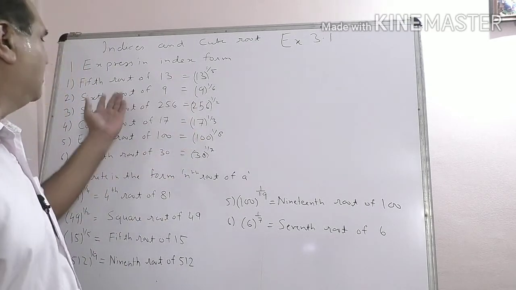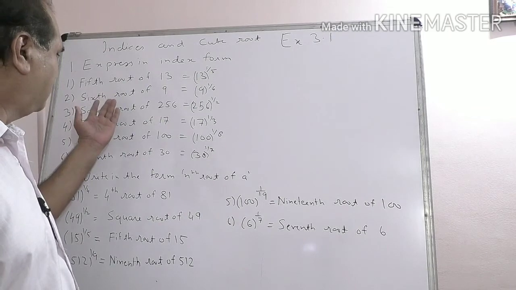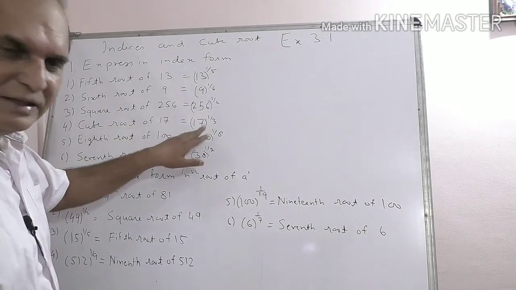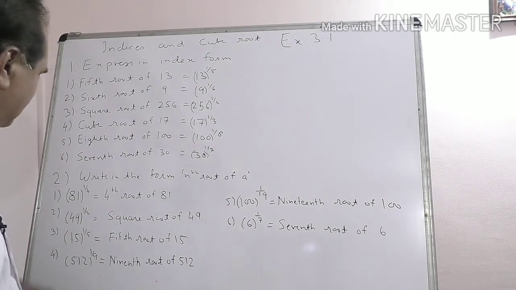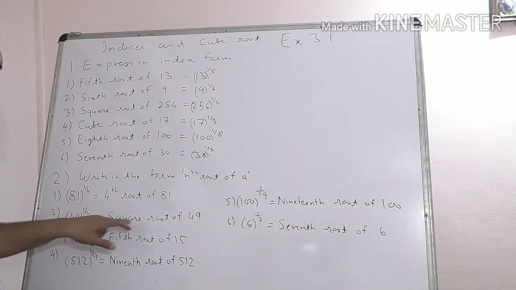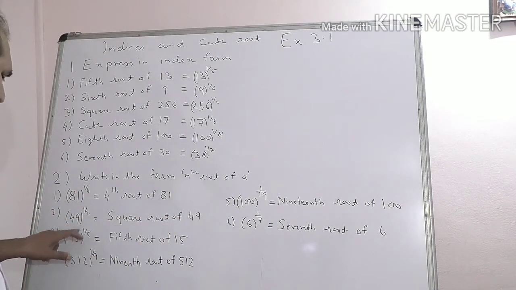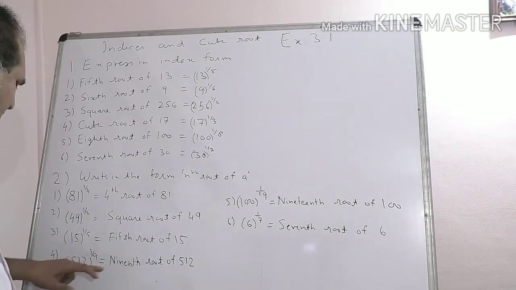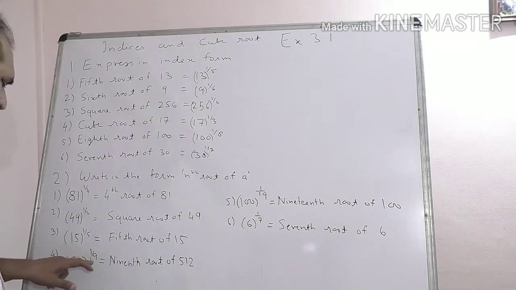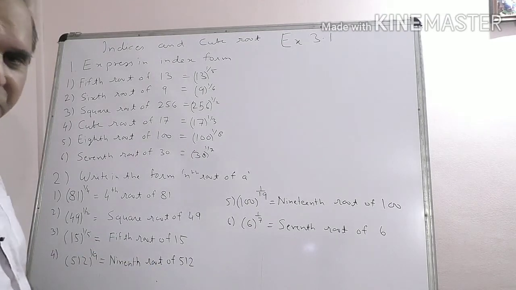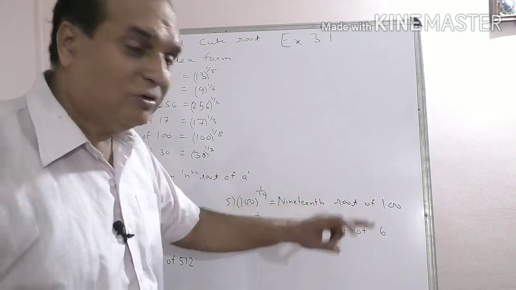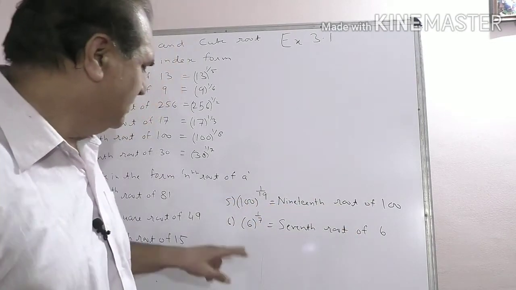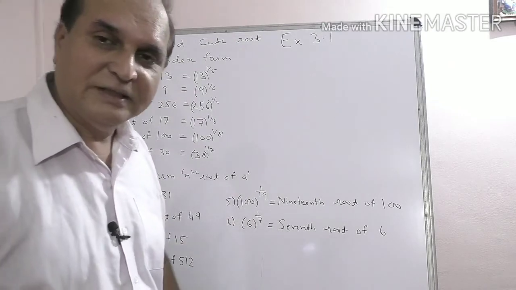Now this is given, you have to write in this form. If in the first part this was given, you have to write in this form. See, write in the form of nth root of a. The first sum is 81 raised to 1 by 4, that is the 4th root of 81. 49 raised to 1 upon 2, square root of 49. 15 raised to 1 upon 5, 5th root of 15. 512 raised to 1 upon 9 is the 9th root of 512. Fifth sum, 100 raised to 1 upon 19, 19th root of 100. Simple. 6 raised to 1 upon 7, 7th root of 6.